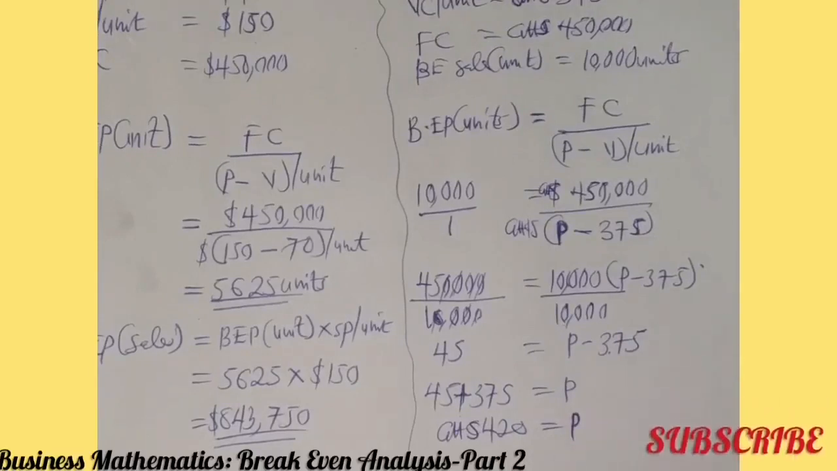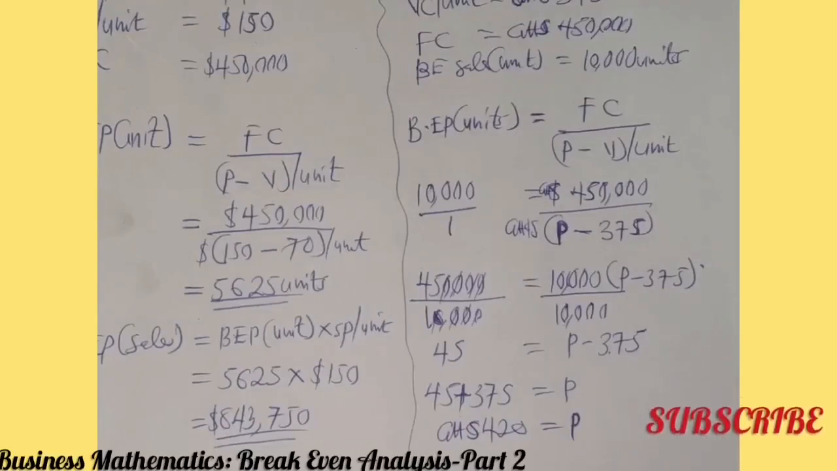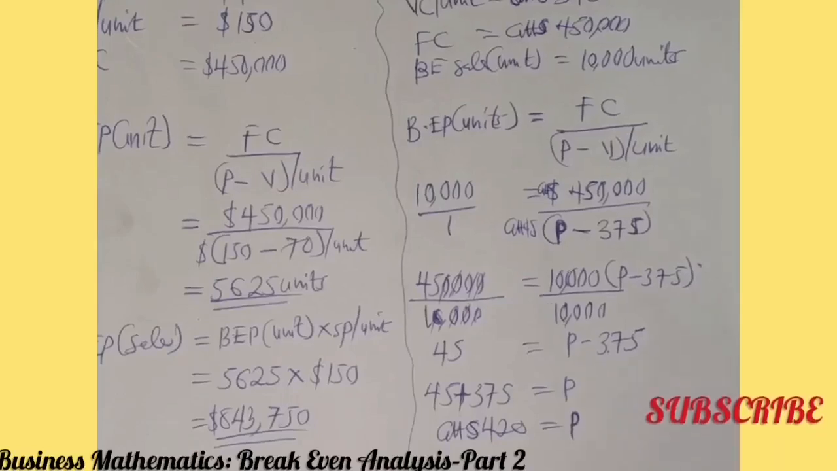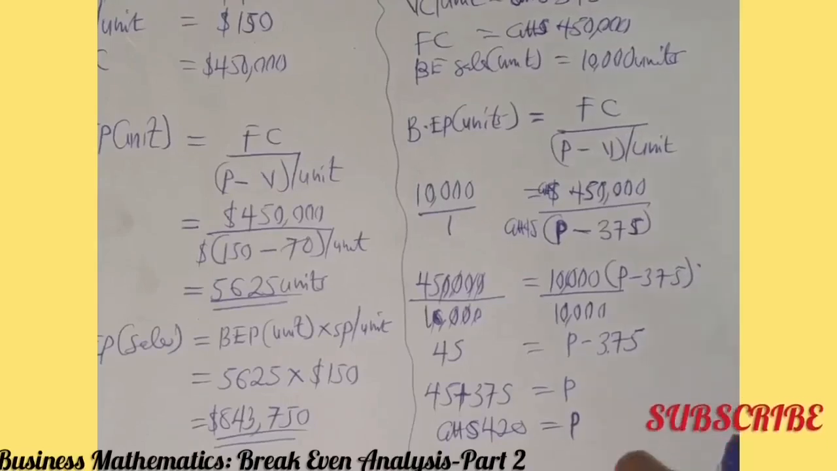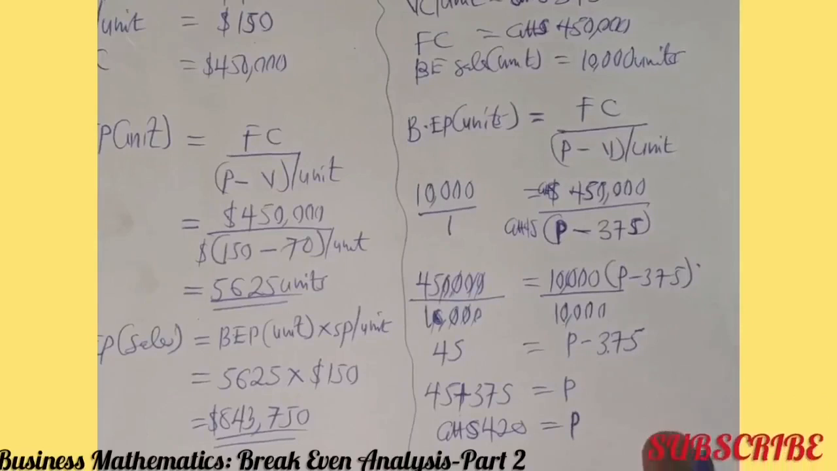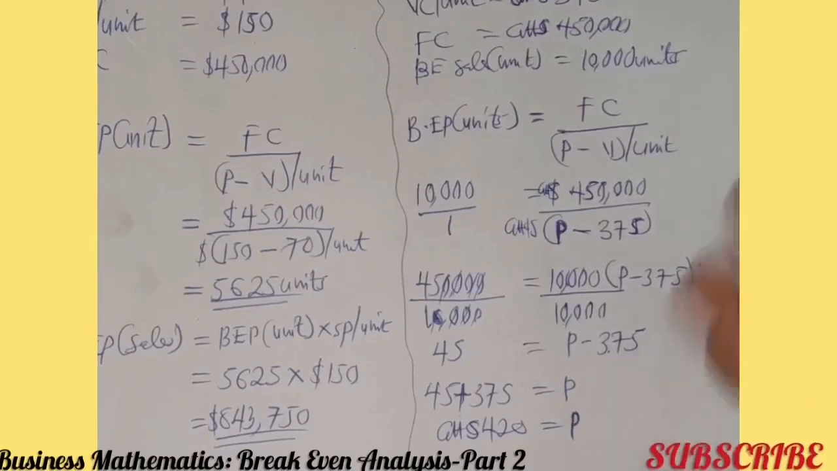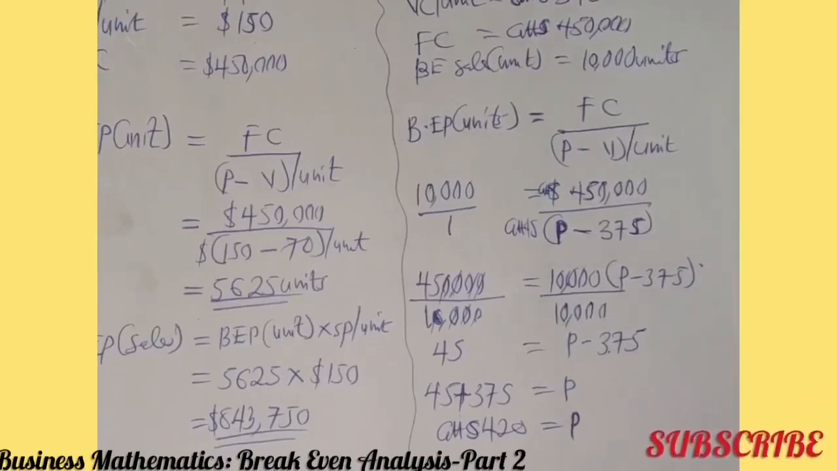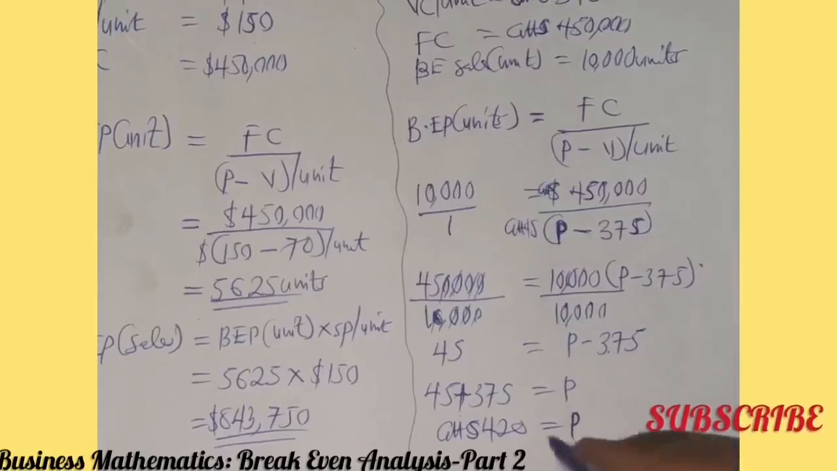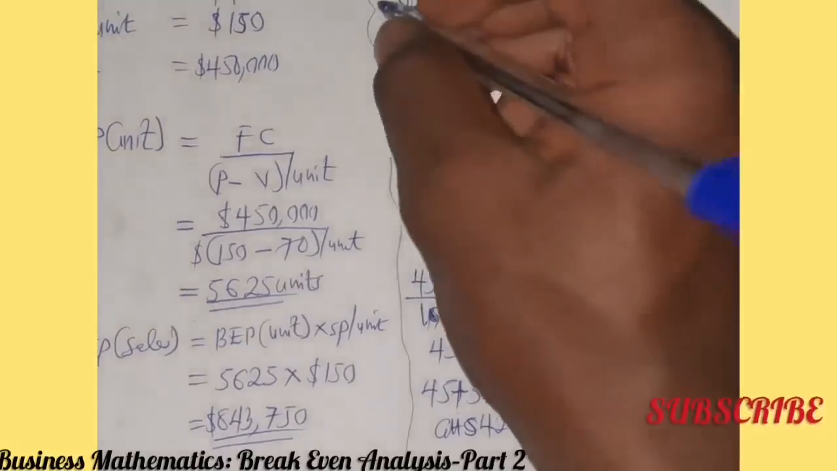So anytime they give you any break-even point in terms of units or in value, just go to the formula again, then do substitution, then find the unknown value, and that is all. So here, you know that they gave you the break-even point, but they didn't actually give you the selling price per unit, so that you shall use to find for that. All right, so that is the price.